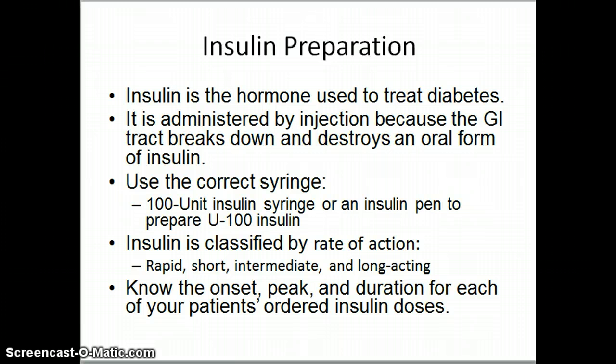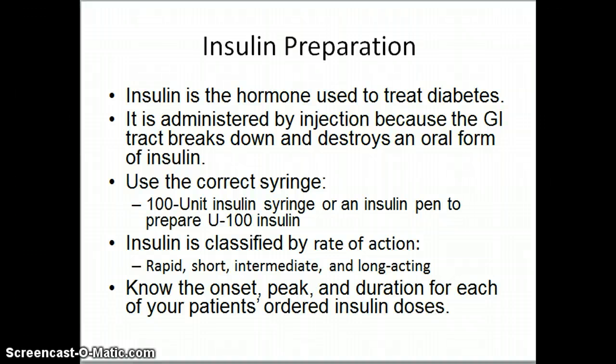As we prepare insulin, we remember it's a hormone used to treat diabetes. We do not give insulin orally because the acid in the stomach breaks down insulin, which is actually a protein, and so we must give it by sub-Q route. They have tried in the past an inhaled insulin, but they found the rates of absorption were variable. If the person had a little bit of a cold, it wouldn't absorb as well, and we're not able to achieve the blood sugar levels that we needed.